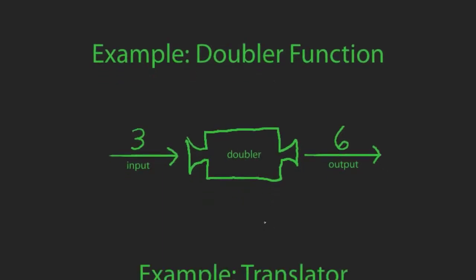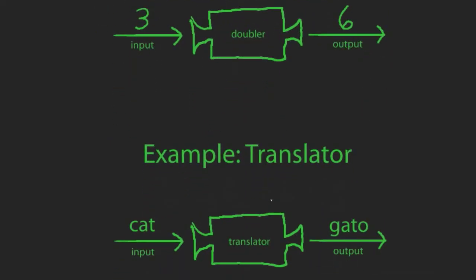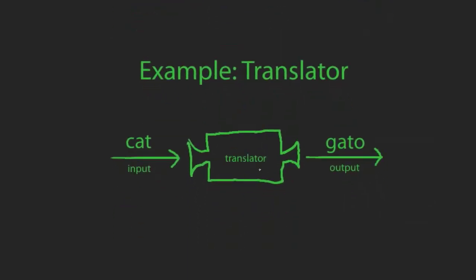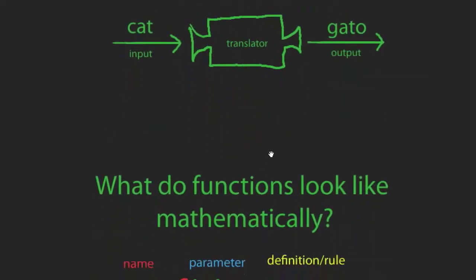Functions don't always have to be numerical, even though most of the time when we're doing math we're talking about mathematical numerical functions, but you could also have something like a translator function. So this would take in a word in English or some language and then translate it into a word in another language. So here we have cat in English and gato in Spanish. So that's Spanish for cat. So this would be a translator function. It takes the input in English, gives the output in Spanish. So that's an example of a non-numerical function, although again most of the time we're talking about mathematical numerical functions.